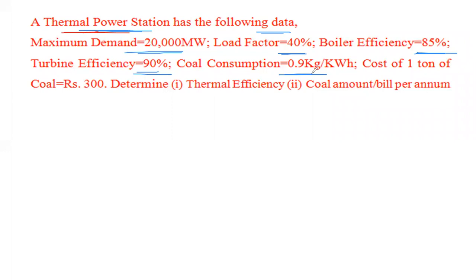The cost of 1 ton of coal is given as 300 rupees. Here we want to find two parameters. One is the thermal efficiency, and the other is the annual cost of fuel. Here we want to find the fuel cost: one is the thermal efficiency, another is the annual cost of the fuel.